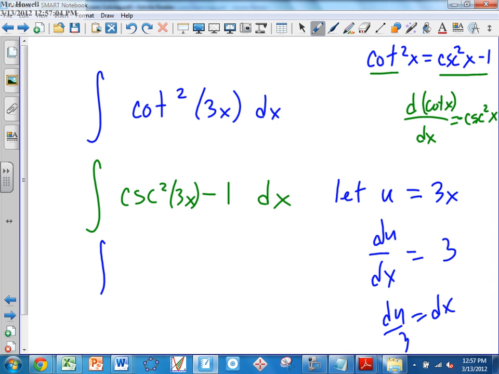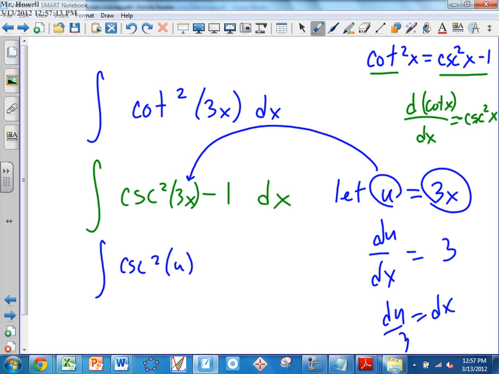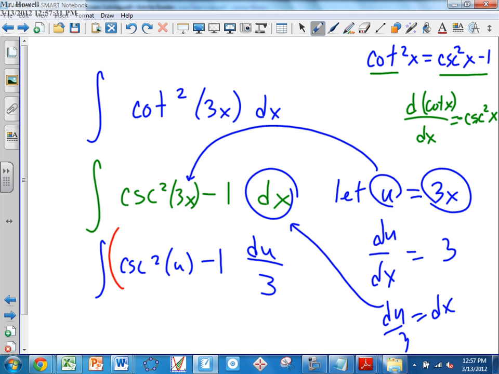Now, this is going to become cosecant squared of u because of this 3x, and this u. That u goes in there. The dx gets replaced with this. So I still have -1 times du over 3. Now, please, please, take the 3 out front. Because this third here is really like this right now. And I know you don't see it this way, but this is what's really going on.